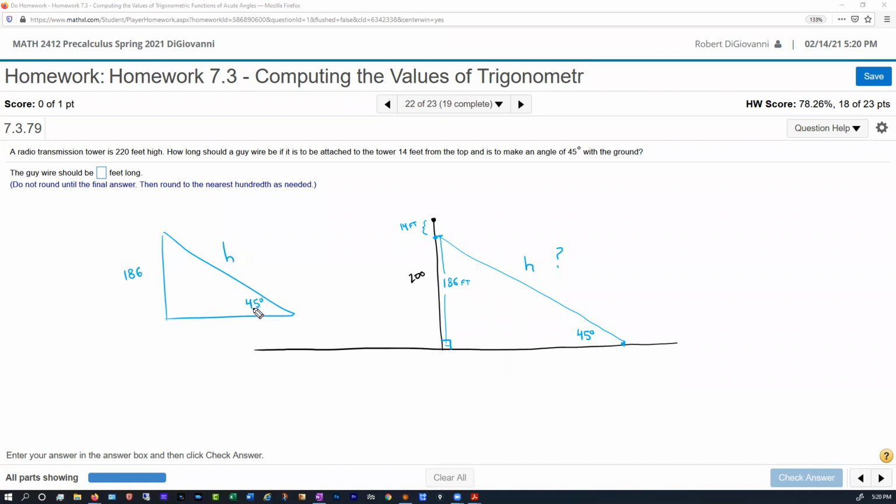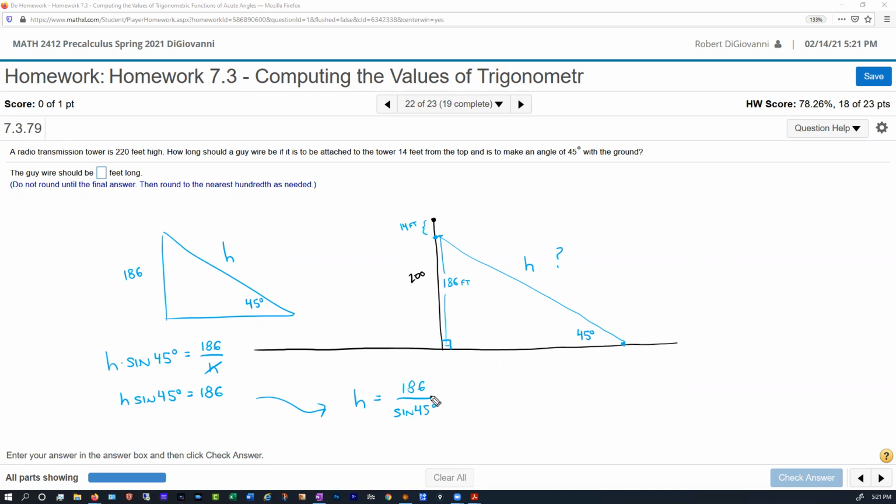So we have this angle, we have the side opposite of it, and we have the hypotenuse, or we're looking for the hypotenuse. So that's going to mean that we need to use sine, because sine is opposite over hypotenuse. So we get 186 over h. I multiply both sides by h to get it out of the denominator. Okay, h here, h there, and then now I divide by sine of 45. So h is equal to 186 divided by sine of 45 degrees.